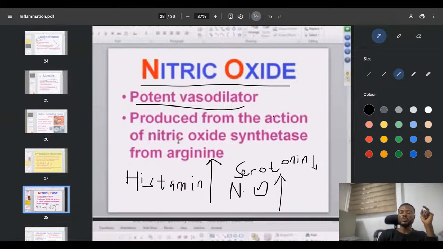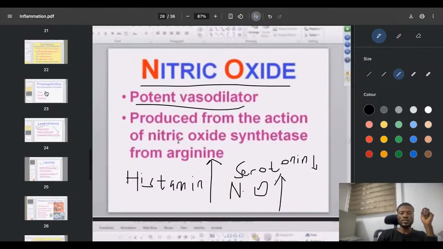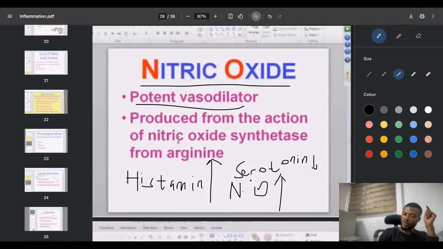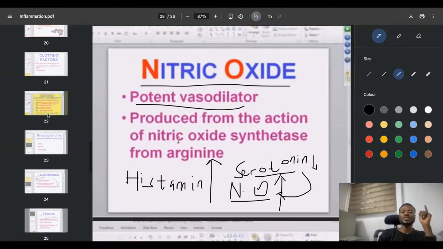And it is produced from the action of what? Nitric oxide synthase from arginine. And we mentioned here, when we were talking about serotonin, that serotonin causes the production of nitric oxide synthase from what? Arginine. And it is the action of serotonin that goes to initiate the production and the synthesis of what? Nitric oxide.